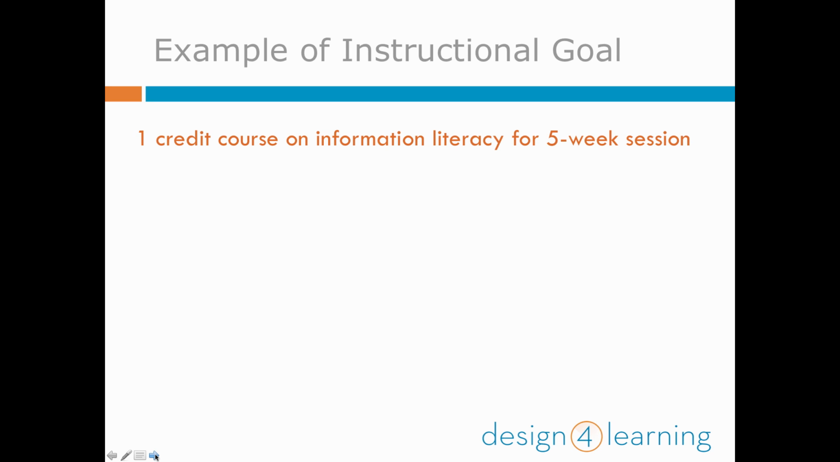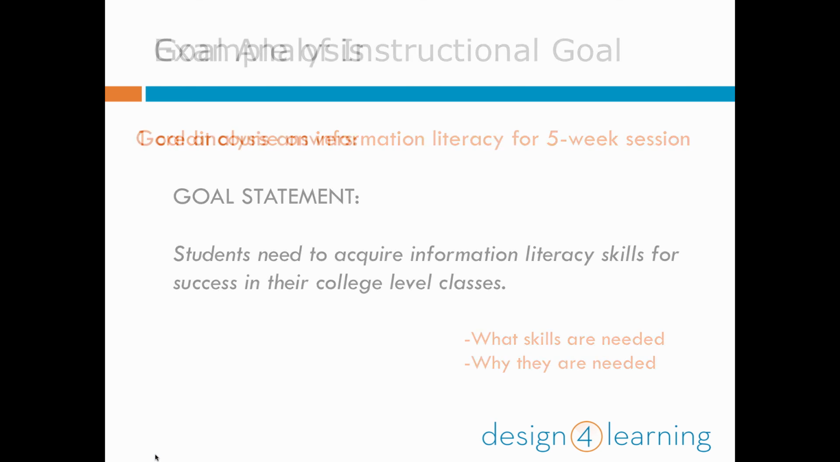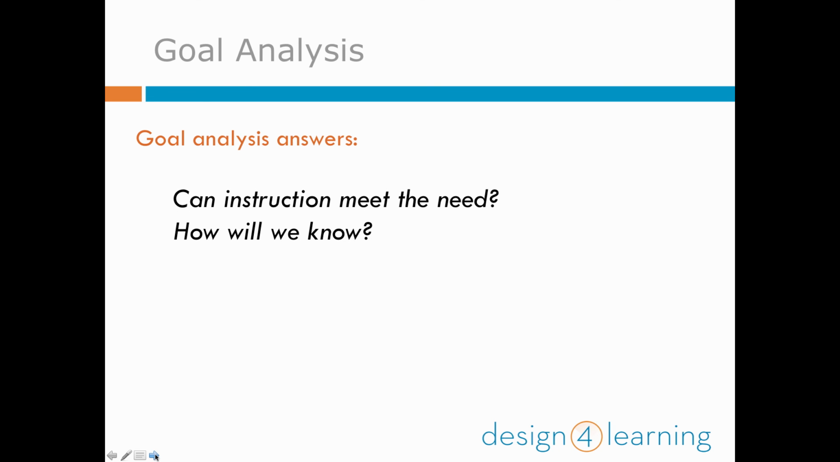Your broad level goal statement might look something like this. Students need to acquire information literacy skills for success in their college level classes. In this statement, both what skills are needed and why students need the skills is evident. Your goal analysis will answer the question of whether and how we know that instruction can meet the need. In this example, yes, instruction is a solution, and how we will know is through measuring student performance in the learning activities and in the assessments that we develop.